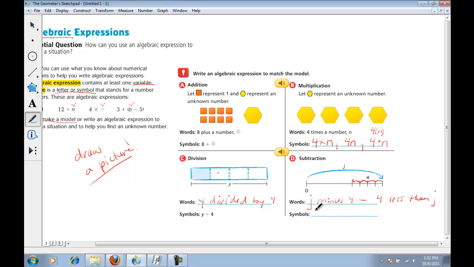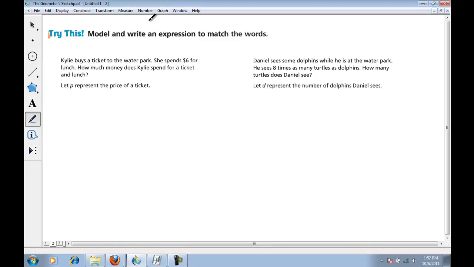Now, how would we write that in symbols? Well, if we were to have 4 less than J, or J minus 4, we would write it just like this. All right, now let's look at another one.